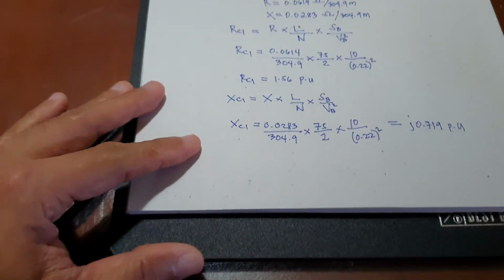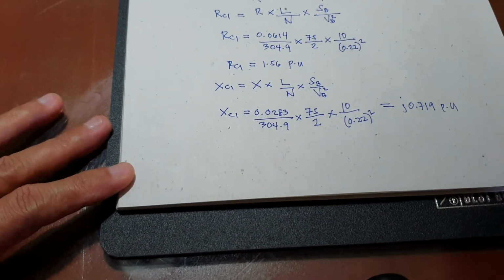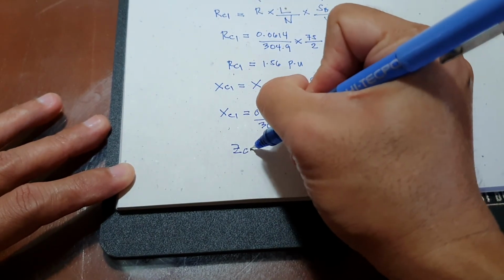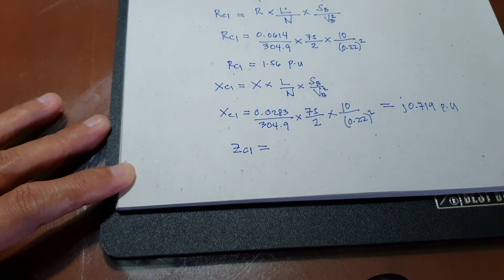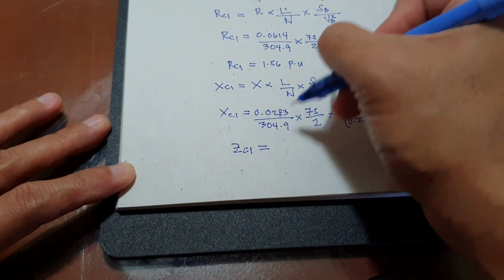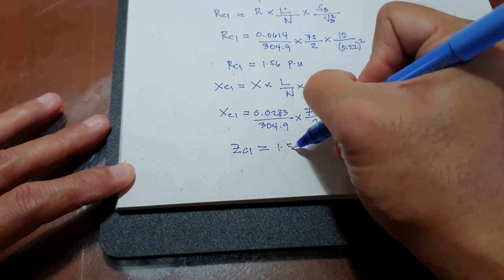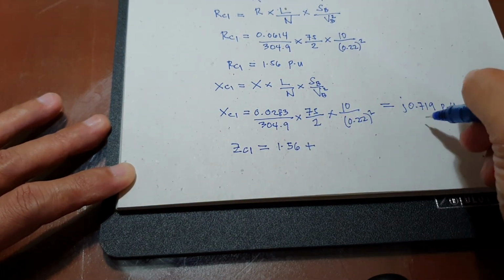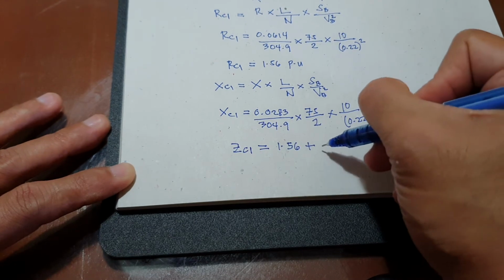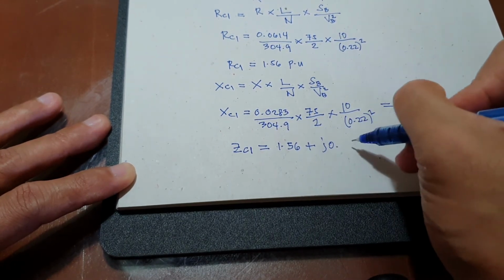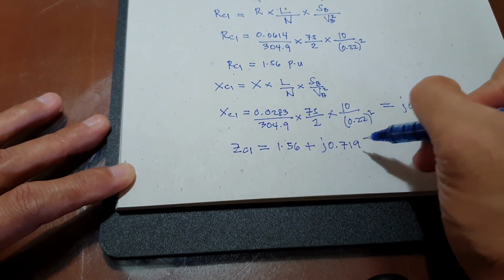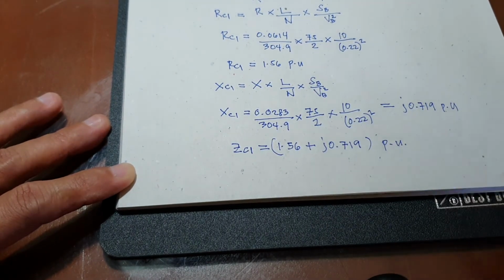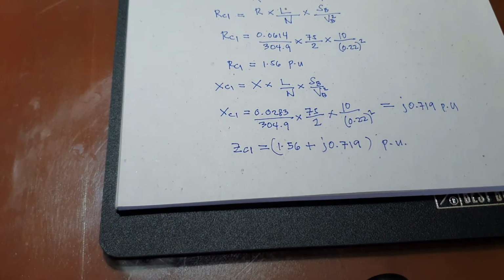So therefore the ZC1 is equal to 1.56 plus the reactance j0.719 per unit. So this is the ZC1.